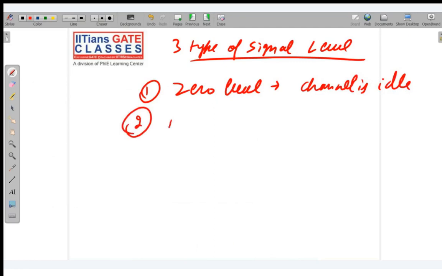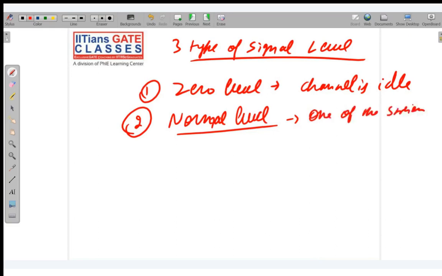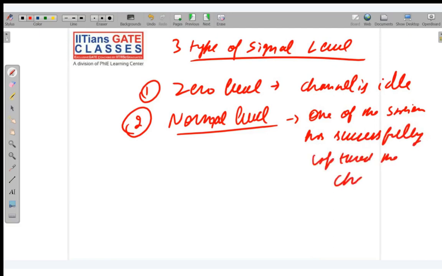Next is normal level. Normal level means station is sending data normally. Technically, we should say one of the stations has successfully captured the channel. That means it is successfully sending data.